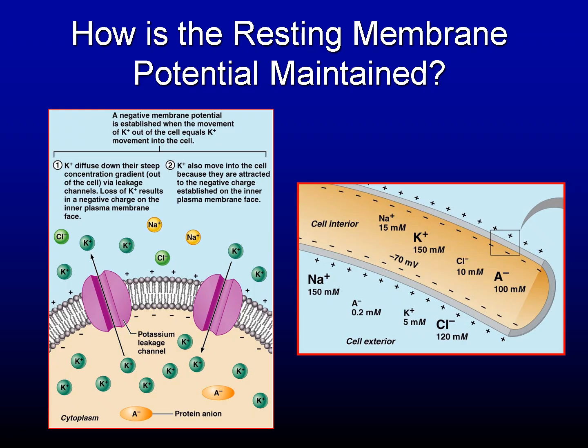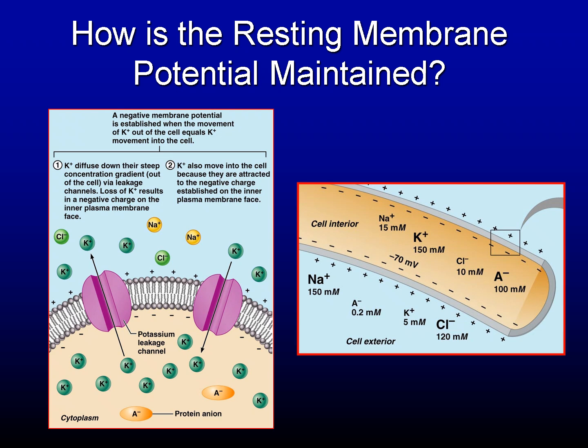The resting membrane potential is determined mainly by the concentration gradient of potassium and the differential permeability of the plasma membrane to potassium. Potassium and protein anions predominate in the cytosol. Sodium predominates in the extracellular fluid (ECF). Potassium ions diffuse down their concentration gradient and out of the cell through channel proteins called potassium leakage channels. The loss of potassium results in a negative charge on the inside of the plasma membrane, mainly because of the presence of negatively charged protein anions.